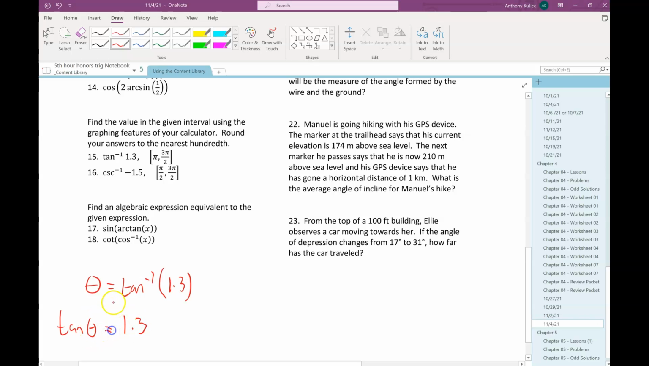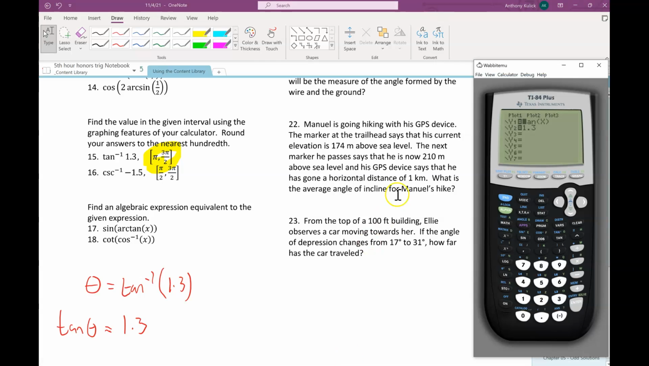Now, I know that tan inverse is never going to give me an answer in that range. So if I'm going to use my calculator to do this, I have to convert it back into tangent rather than tan inverse. Is that okay, Mackenzie? Okay.